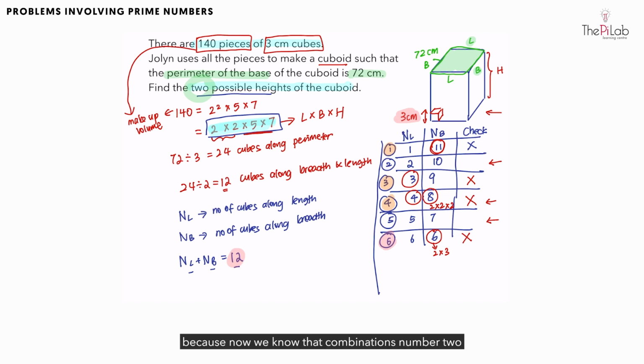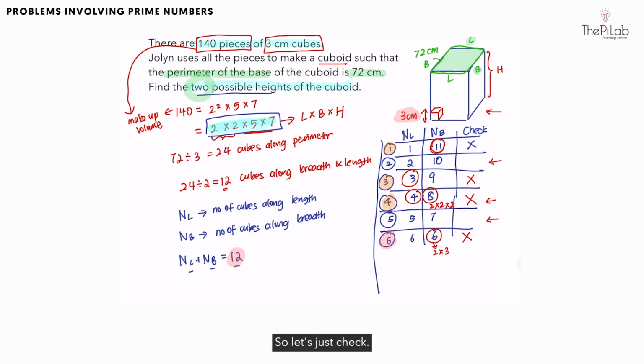And that's good news, because now we know that combinations number 2 and 5 will give us the answer. So let's just check. Is it possible for us to get a breadth of 10? Or rather, the number of cubes along the breadth, can it be 10? Yes, because I have 2 and 5, which are factors of 140. And 2 is also a factor of 140, so this is possible. What about 5 and 7 for combination number 5? Okay, 5 and 7 are also factors of 140, so this is another possible combination. And finally, we can actually answer the question.